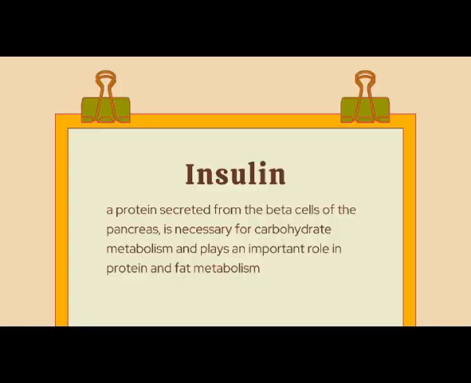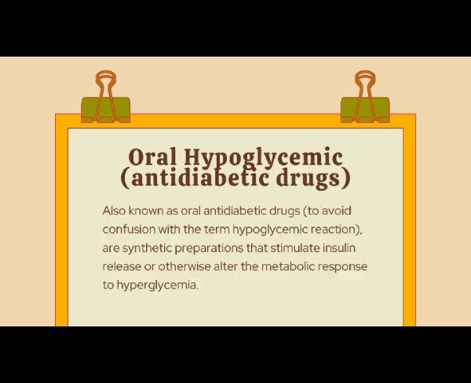Insulin is a protein secreted from beta cells of the pancreas, is necessary for carbohydrate metabolism, and plays an important role in protein and fat metabolism. Oral hypoglycemic, also known as oral anti-diabetic drugs, are synthetic preparations that stimulate insulin release or otherwise alter the metabolic response to hyperglycemia.